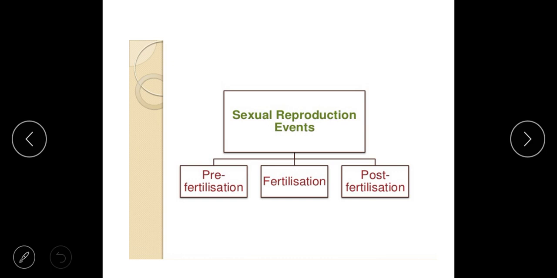Children, now sexual reproduction events. Sexual reproduction events are classified into three types: number one, pre-fertilization, second, fertilization, and third, post-fertilization. Pre-fertilization means the changes which take place in the reproductive organs before fertilization, and the formation of the gametes. Then finally the gametes fuse and form the zygote. We call it fertilization. And after fertilization, what happens to the zygote? It undergoes embryogenesis. It forms the embryo and finally the organism.